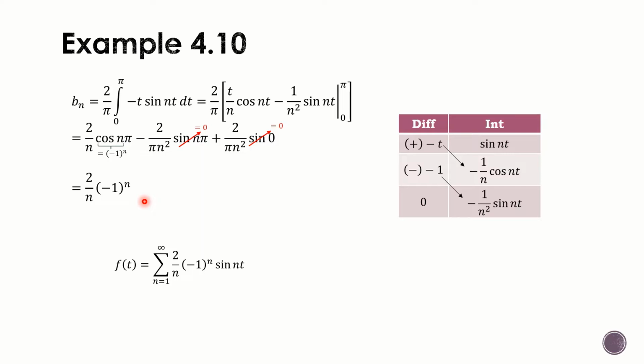Then don't forget, this is not the final answer. You have to substitute the coefficients into the series f(t). So f(t) equals the summation of b_n, where b_n is 2 over n times negative 1 to the power of n, sin(nt), n from 1 to infinity.